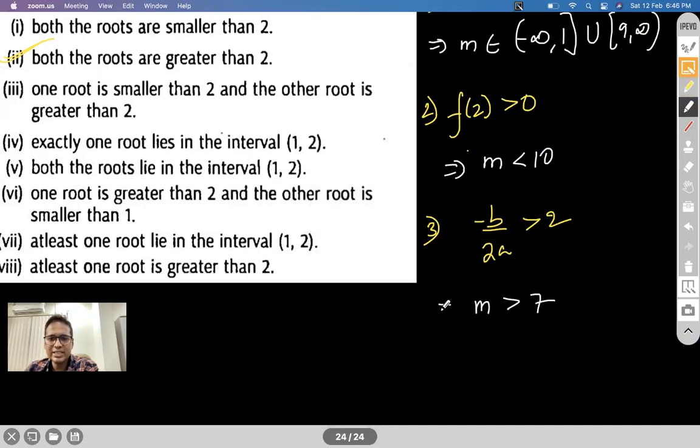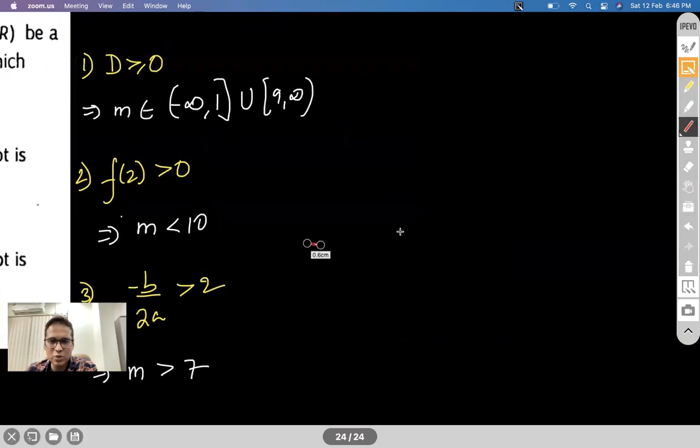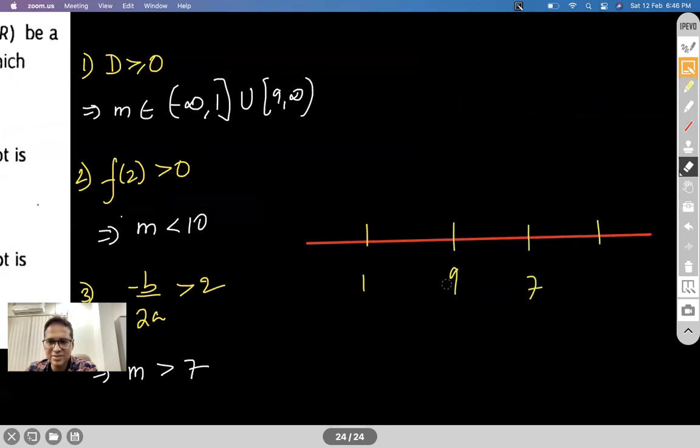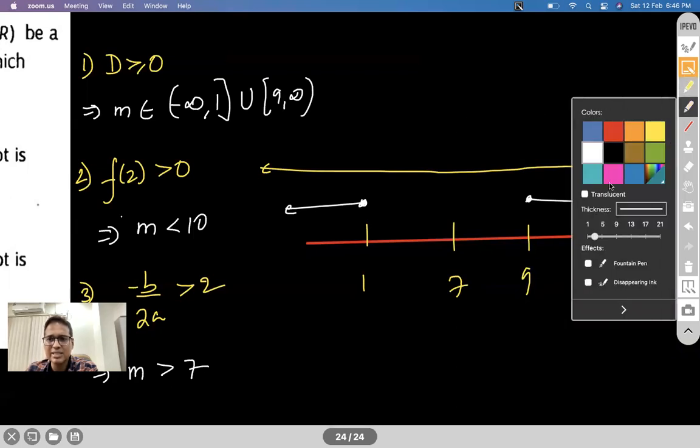Okay, so these three conditions, now we have to take an overlap. Okay, let's take an overlap. So again, critical values are 1, 9, 7, 10. So the first fellow says, I want to be lesser than 1 and greater than 9. The second fellow says, I want to be less than 10. Third fellow says, I want to be greater than 7.